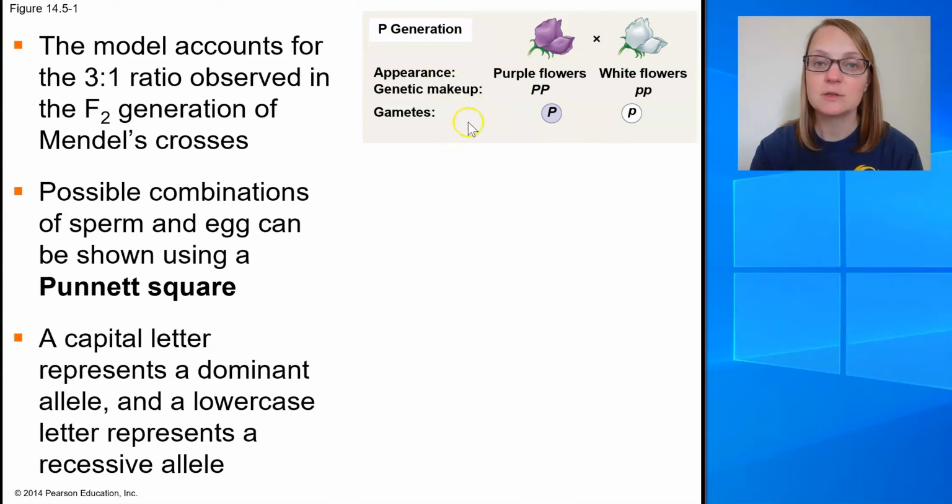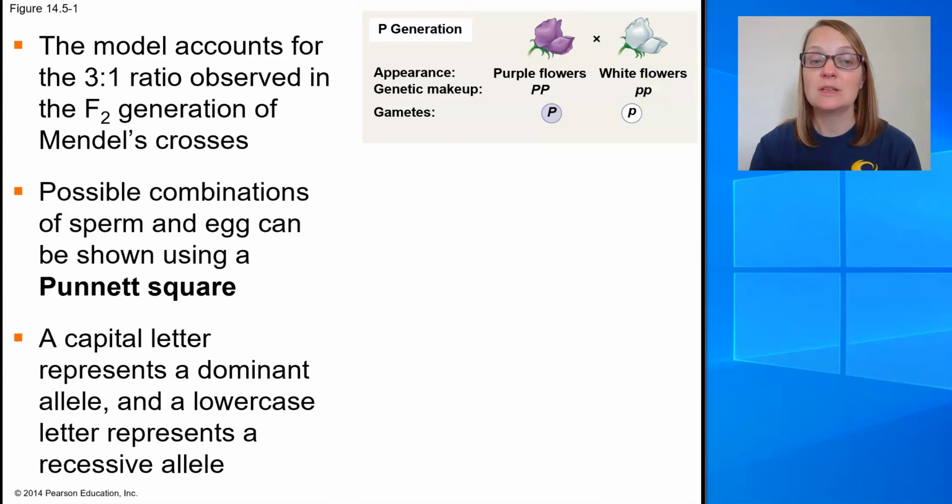So the purple flowers, showing the dominant allele and being true breeders, have to have two dominant alleles. Their genetic makeup is shown here as two capital letter P's, indicating those two dominant alleles. The white flowers, on the other hand, show the recessive trait, and being also homozygotes, they need to have two of the recessive alleles. And so here you see that they have two lowercase letter P's, indicating those two recessive alleles.